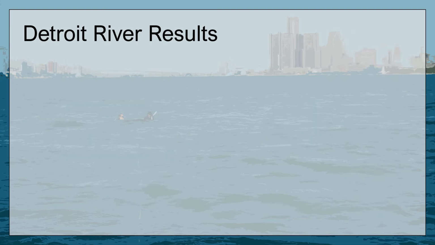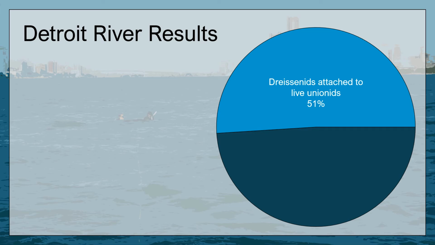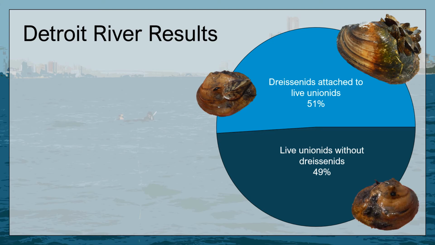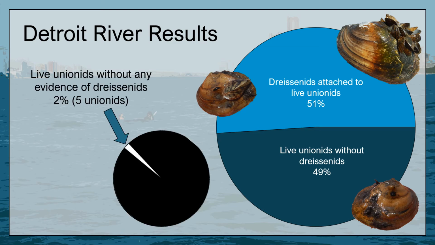Moving on to Dreissenids, 51% of the unionids we found had Dreissenids attached. Sometimes that meant multiple, and sometimes it meant just one. Of course, that means that of the remaining live unionids found, 49% did not have Dreissenids attached. However, that did not mean that they did not have evidence of Dreissenid attachment. In fact, only 2% of our live unionids did not have any evidence of Dreissenid attachment, meaning that the remaining 98% had either byssal threads or actual Dreissenids attached.